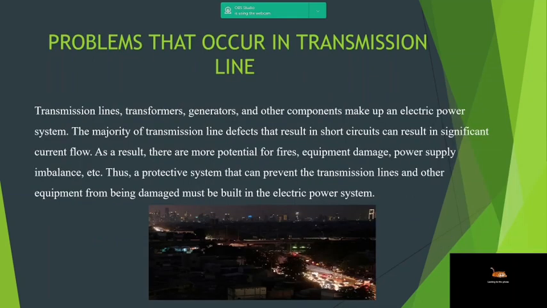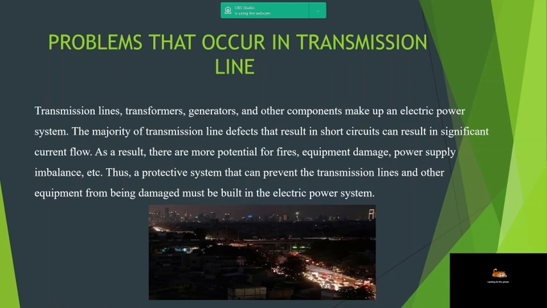For the next one, the problems that occur in the transmission line. The transmission line, transformer, generator, and other components make up an electric power system. The majority of transmission line defects result in short circuits, which can result in significant current flow. As a result, there is more potential for fire, equipment damage, and power supply imbalance. So in this part, there are so many problems that occur in the transmission line.